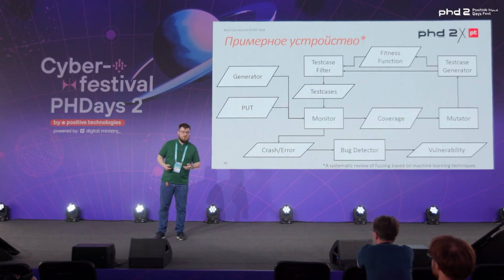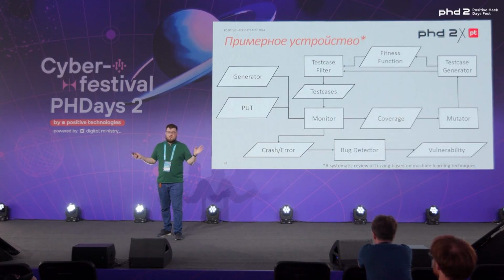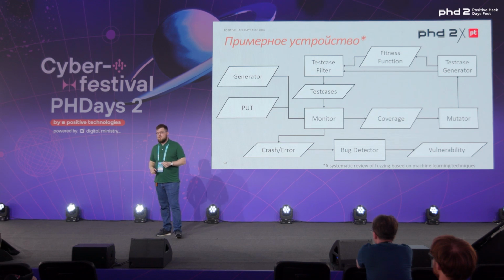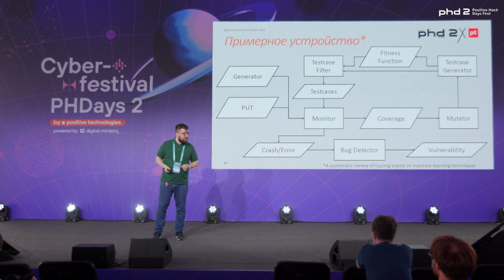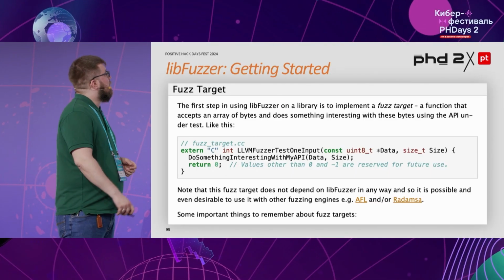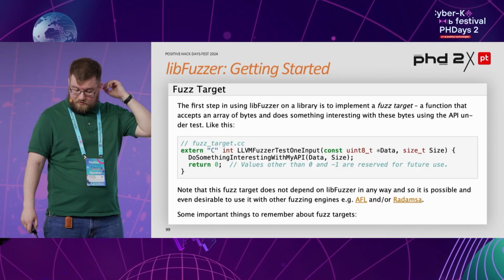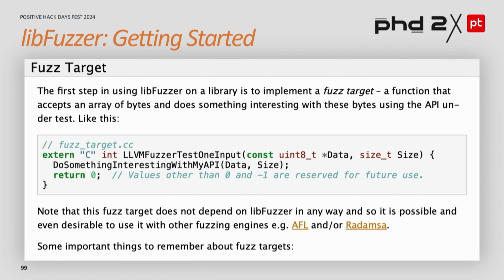Oftentimes, I come across 2 main errors. Stack overflow, when for some reason your program takes too long, and it fills up the entire stack. And the next error is out of memory. When the input is too huge, the program starts creating objects spinning out of control, which is not good. And this is the example about the libFuzzer that I promised.